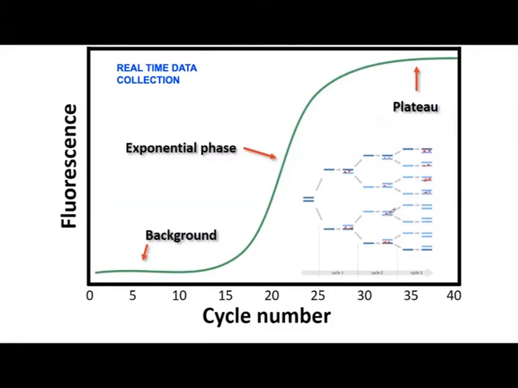So every cycle, why I'm telling this is because I'm going to mention later on that you cannot use SYBR Green to multiplex because it cannot identify a specific sequence. It basically binds to any double strand DNA that's being formed in the reaction.